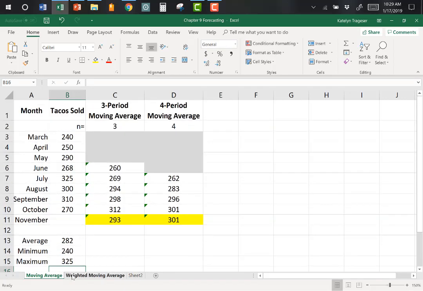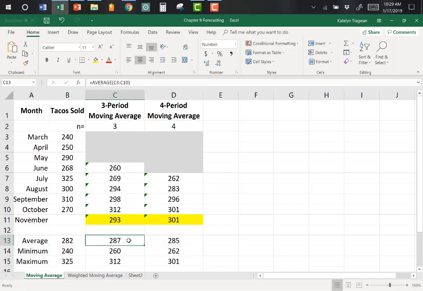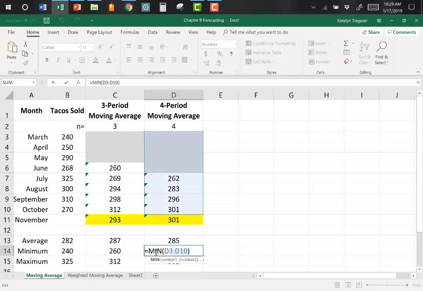Now I want these same values for my 3-period moving average column and my 4-period moving average column. So what I can do is select those three formulas, go down to the lower right corner, drag to the right, and I go ahead and carry those formulas over. Again, double click on a couple of them, check, and make sure that you are using the appropriate cells, which we are. So this was just a quick example of a moving average forecasting example.